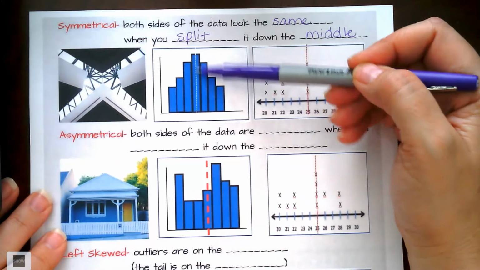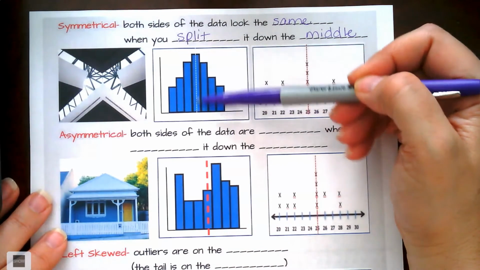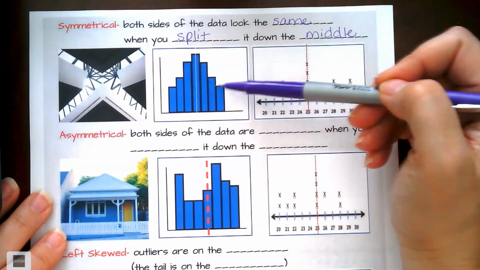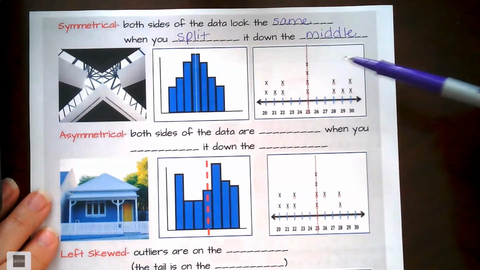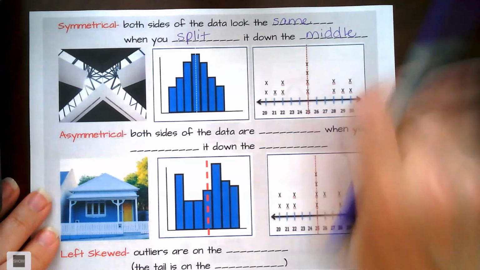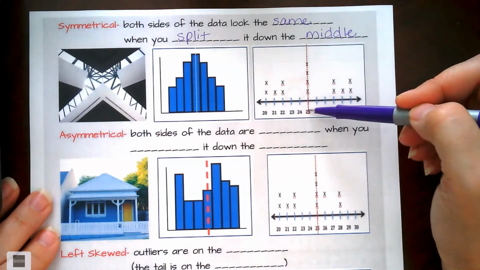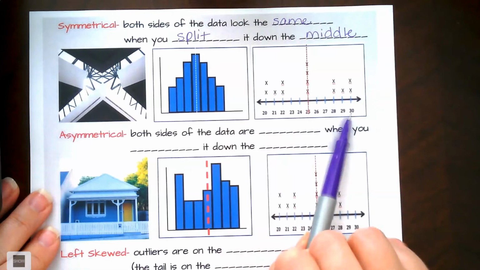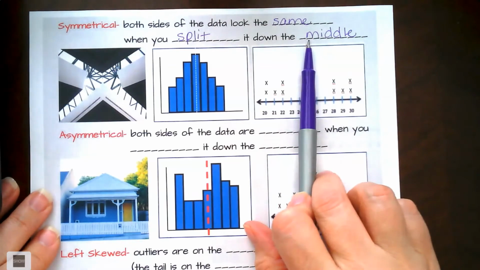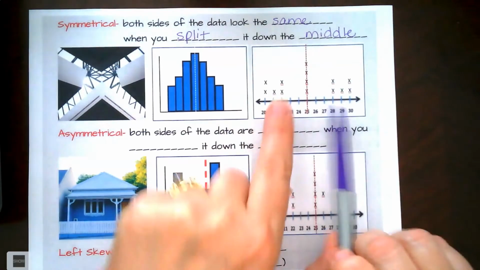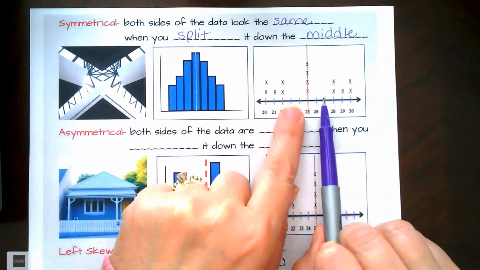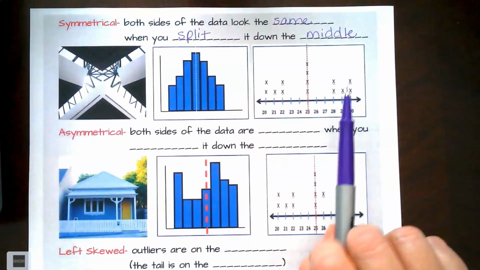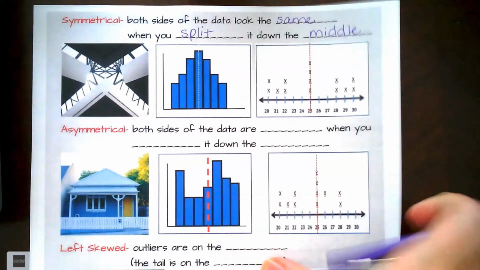Okay, the dotted line here shows where I have split this histogram down the middle. If I fold it over, my pieces will match. Same thing here on my line plot or dot plot. This is the middle because the 25 is the middle of 20 and 30. And if we fold it over this line, everything matches. We have the two data points here, nothing here, nothing here. We have one data point, and then we have two data points. That is symmetry or symmetrical.